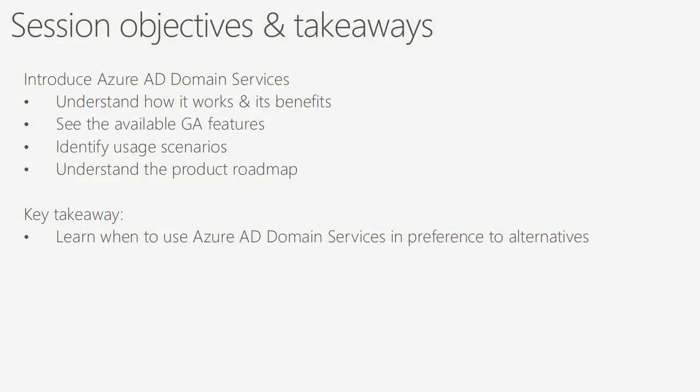Okay, so in terms of the objectives for today, really want to focus on what the service is and how it works, and how it differs from some of the other alternative options you have in the same space. We're going to look at what features are available now. The product went from public preview to GA earlier this month, just a couple of weeks ago. And then we're going to look at some of the features that are coming up in the future. So the meat of this presentation is really around the use case scenarios when you might want to deploy it.